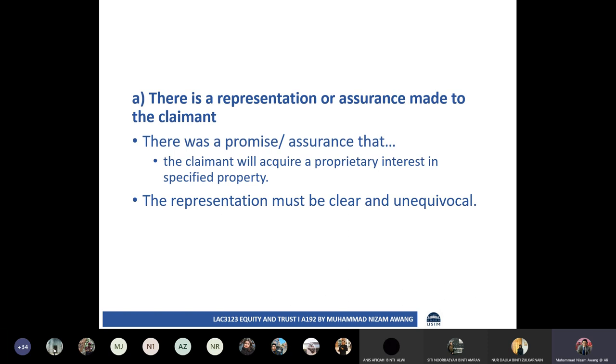If you look at the cases, for instance, the case of Cheng Hang Guan, that case is quite interesting. It's a long case, but it shows that there is assurance made by the old ancestor to the first generation and then to the second generation of the land. So the promise, the representation, must be clear, must not be ambiguous. If it is an express promise, it is much easier for us to establish it. If it is implied, then the plaintiff, the promisee, has to prove that there is an assurance that the claimant will acquire the proprietary interest in the property. Not necessarily land, it could be any kind of property, like a house or a farm.